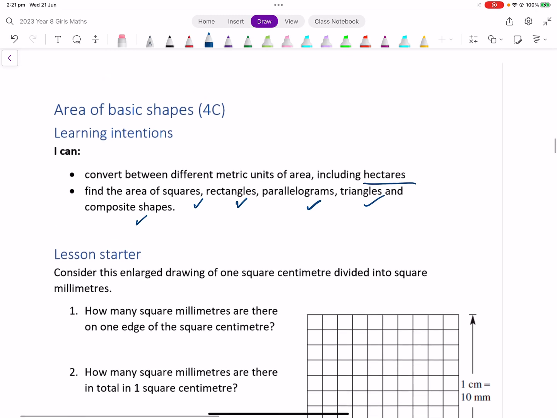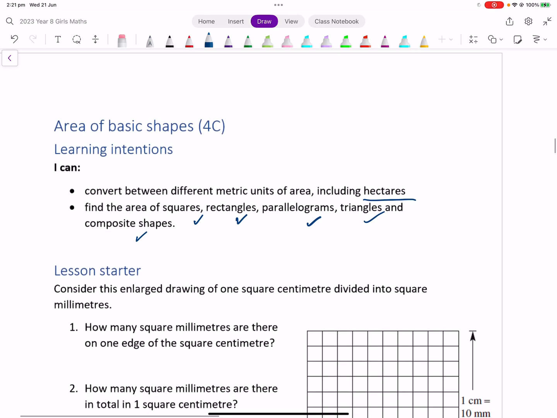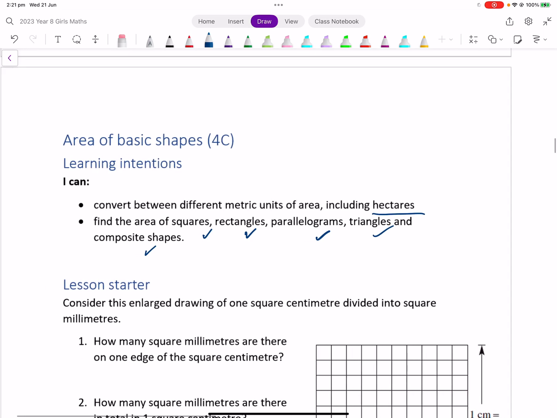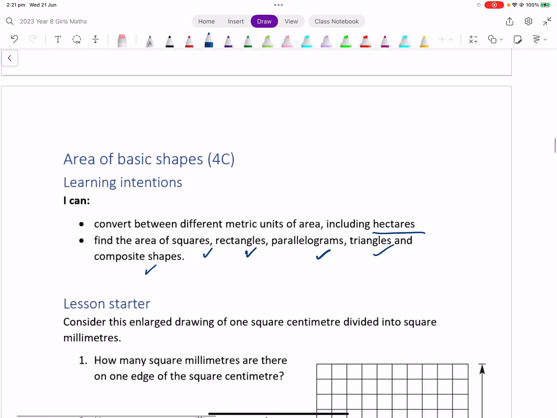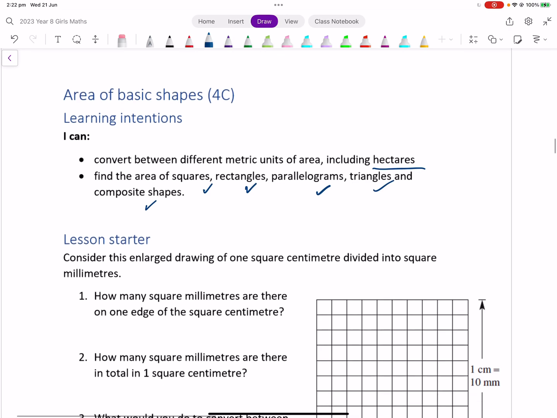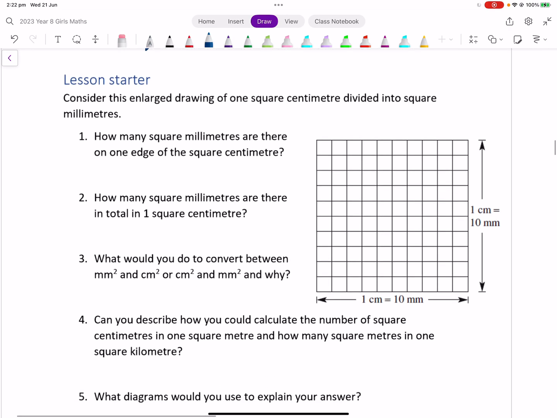What I want you to do is get your notes that Mr. Wang would have given you, open it up to this page here. Now, unfortunately, I didn't have the page numbers on these notes, but you should be able to find area of basic shapes. So just pause and grab your notebook so you can take some notes as we go, and feel free to pause me if you ever want to catch up with the notes along the way. All right, let's get going with a bit of a lesson starter.